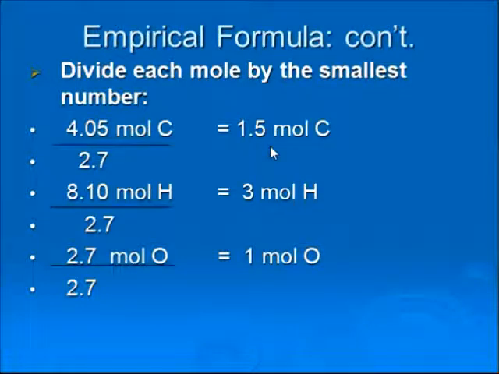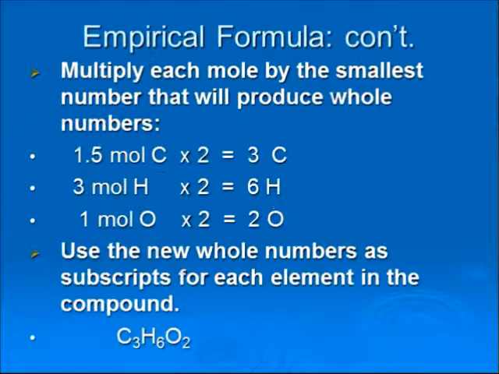So instead of keeping it as 1.5, if I doubled that, it would equal 3. And then I would need to double the others too, so 3 times 2, 1 times 2, and that's going to give me my empirical formula, which ends up equaling C3H6O2. So that gives me the whole numbers, and that's the simplest formula for methyl acetate. Okay, so that's how I find the empirical formula.